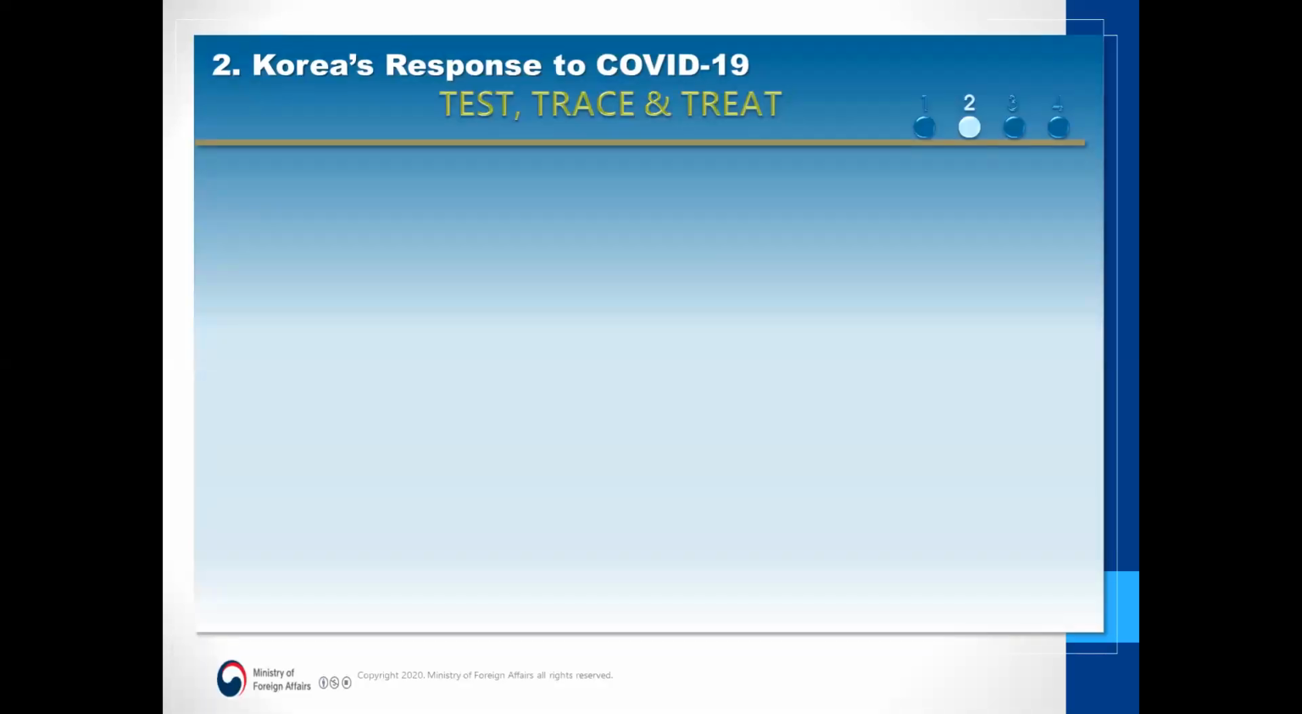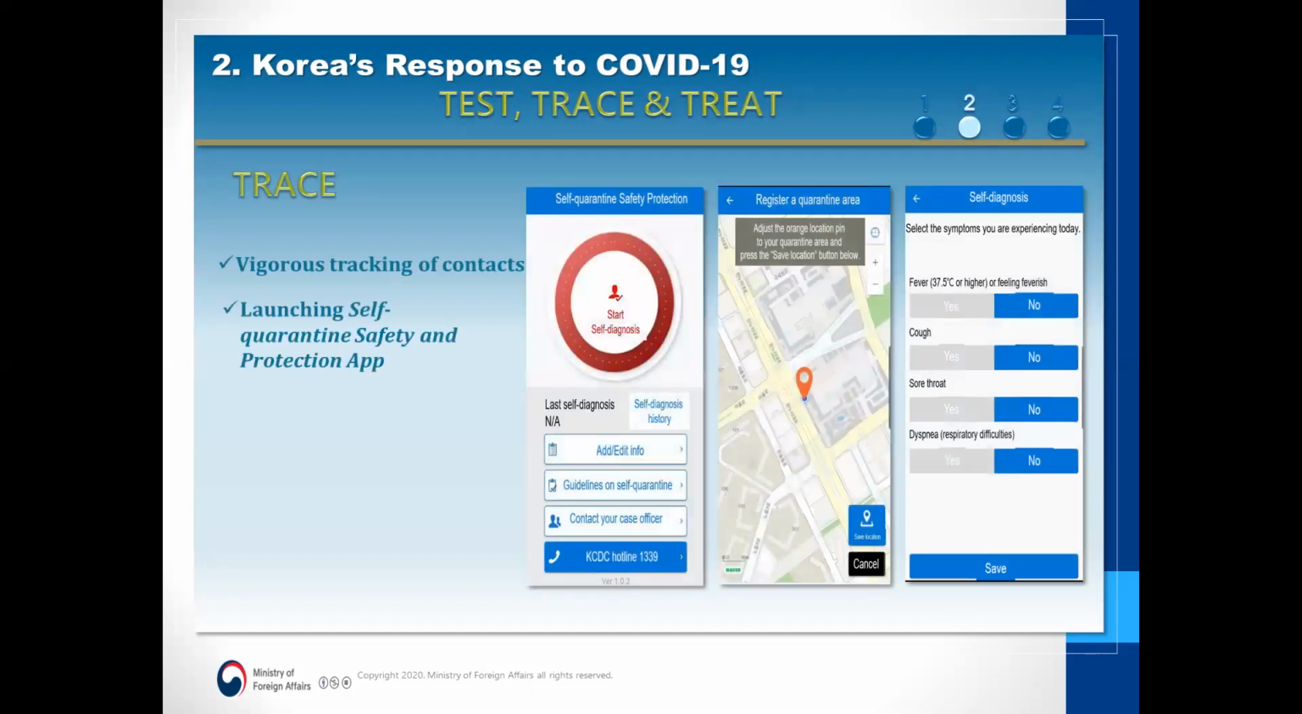Once a positive case was identified, the rapid tracing of contacts was essential. In Korea, the Ministry of Land, Infrastructure, and Transportation played an indispensable role in developing the technology that made the kind of massive and thorough tracking and tracing that we used possible.